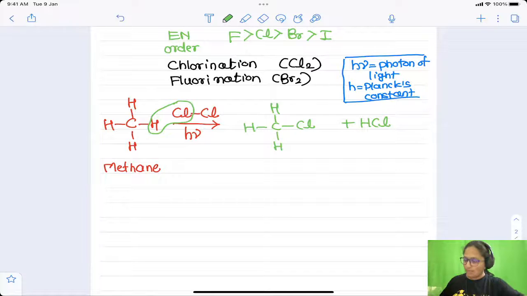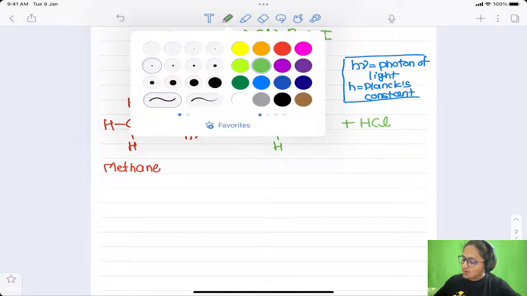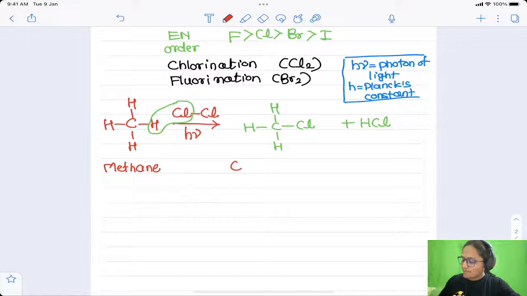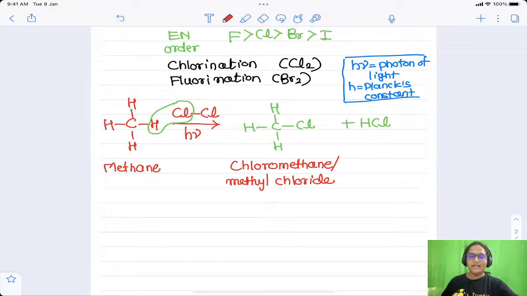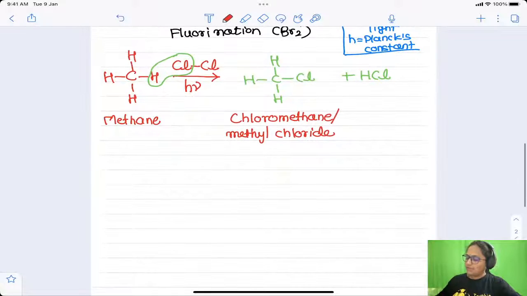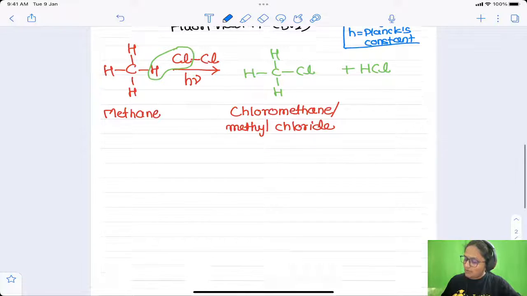So this particular compound which is obtained here is called chloromethane, or this is also called methyl chloride. Now there are still 3 hydrogens present in chloromethane, so the reaction won't stop here. The reaction will be carried out further if it is treated with another molecule of Cl2. I'll write it down below instead of here. So I'll take the chloromethane.